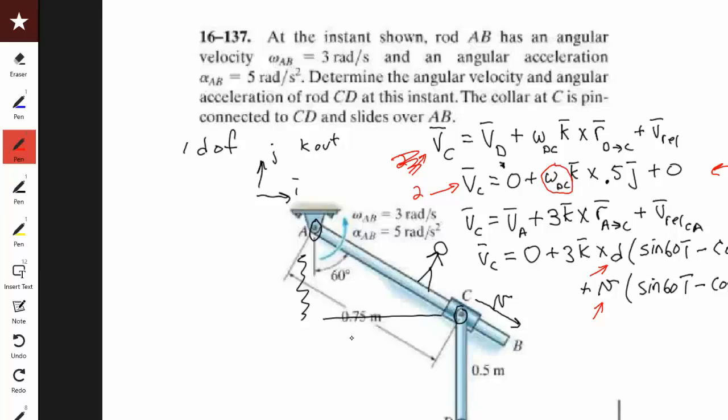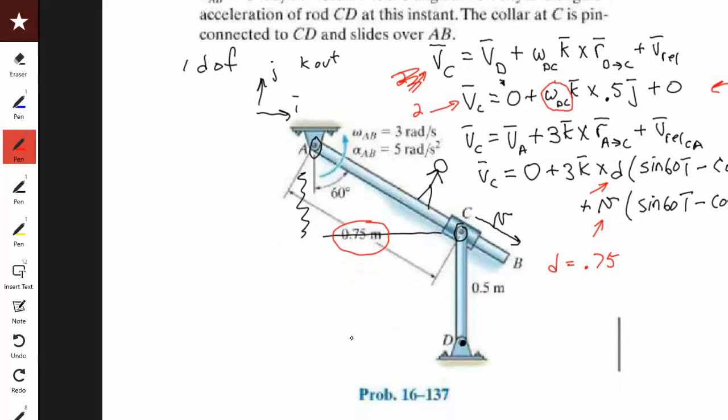Oh, actually, d, yeah, I just noticed it right here. At this moment, d happens to be equal to 0.75. Okay, so d is known. I've got v and I've got vc, 3 unknowns, and it looks like I've got 4 equations, 2 from the first vector and 2 from the second vector. Okay, let's go ahead and grind it all the way through.